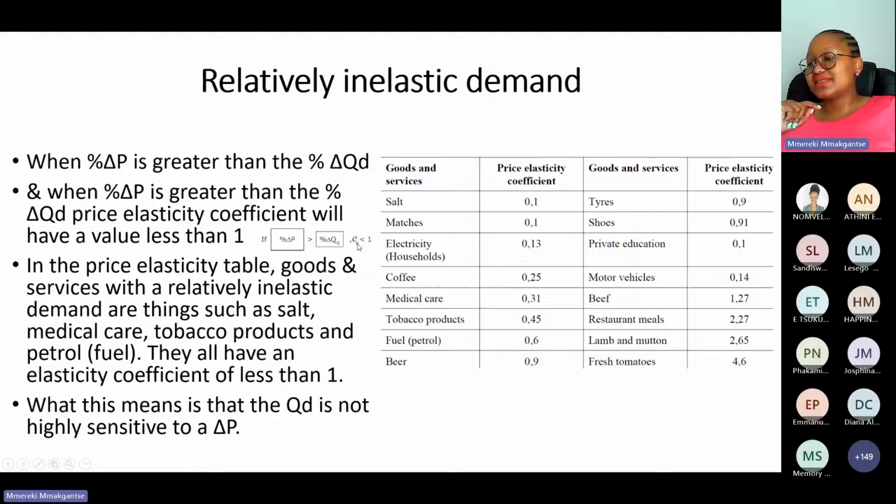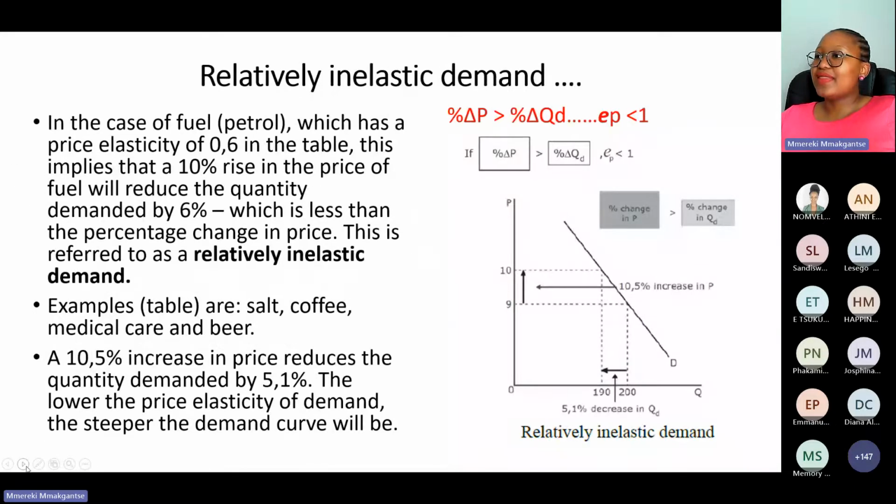So what this means is that the quantity demanded is not highly sensitive to the change in price. Remember our initial example of the price of petrol, we did early in the first lesson. So, relatively inelastic demand. Now we are plotting it. Here is the graph of relatively inelastic demand. Remember the wording, my friends. I even put it here in red for you in case you forget. It's when the percentage change in price is greater than the percentage change in quantity demanded.